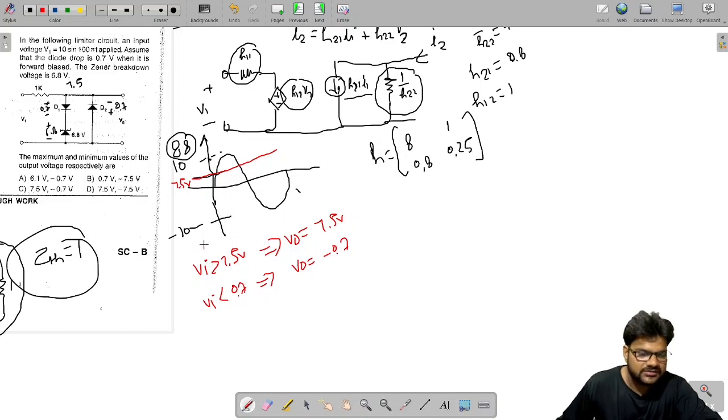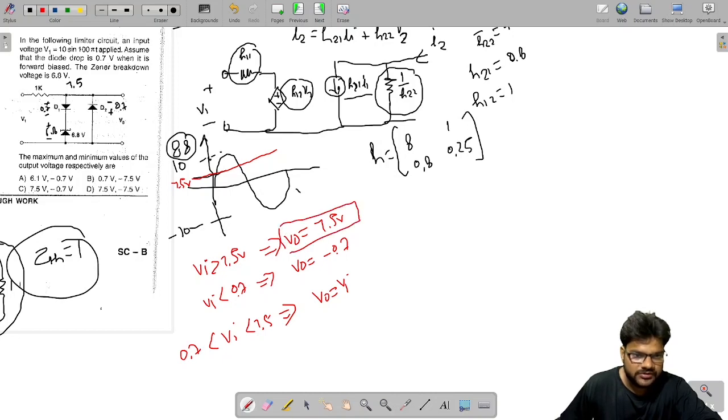Otherwise, if Vi is in the range greater than 0.7 but less than 7.5 volt, both branches will be open. So in this case, V output is going to be Vi. So the maximum voltage is going to be 7.5 and the minimum voltage is going to be minus 0.7. We were asked for the maximum and minimum values of the output voltage. So maximum is 7.5 and minimum is minus 0.7. So option C will be correct.